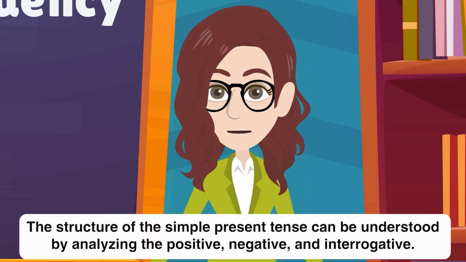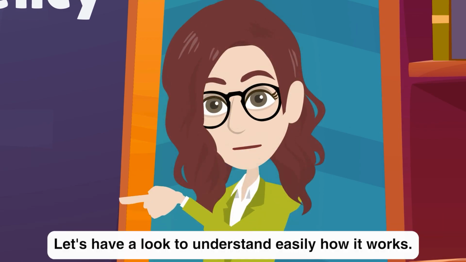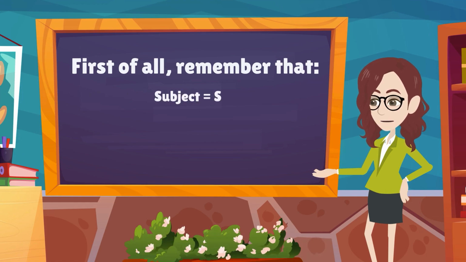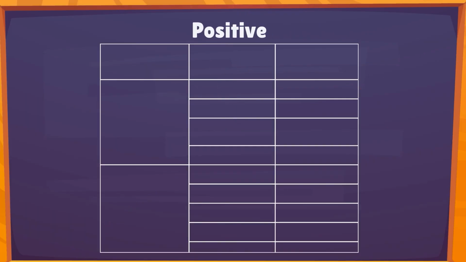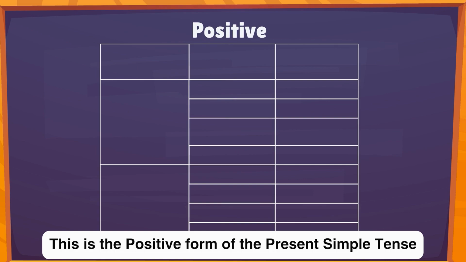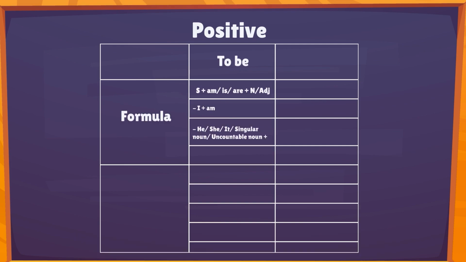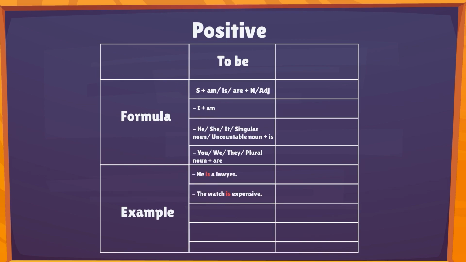The structure of the simple present tense can be understood by analyzing the positive, negative, and interrogative. Let's have a look to understand easily how it works. First of all, remember that subject equals S, verb equals V, noun equals N, adjectives equals ADJ. Positive. This is the positive form of the present simple tense. Here we have the form with the verb to be. Here are some examples. He is a lawyer. The watch is expensive. They are students.